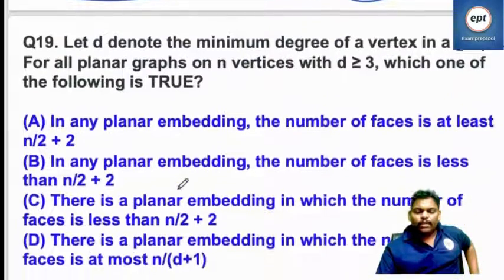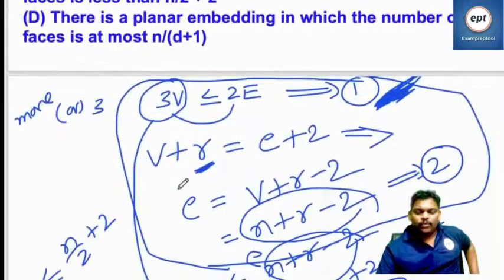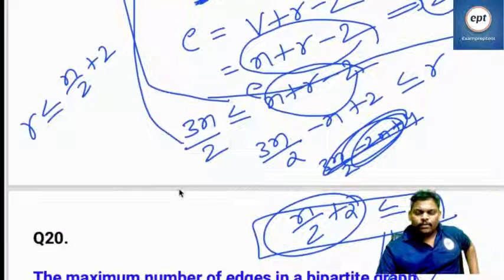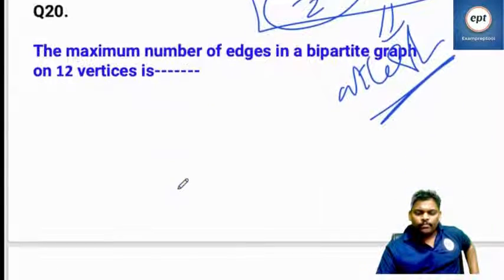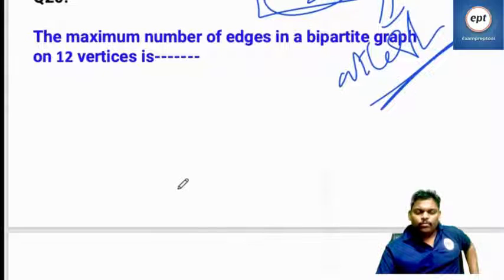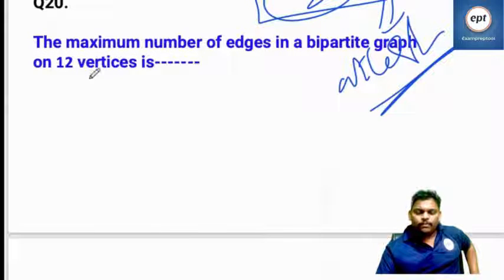18 problems we have done. Go to the 19th problem. 19th also we have done. Go to problem number 20.